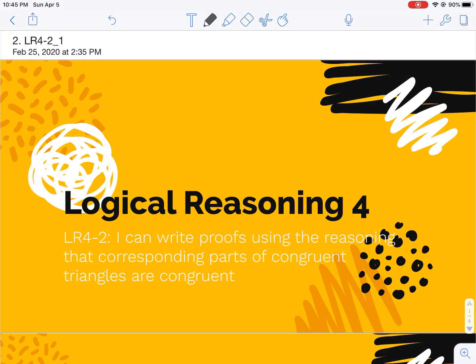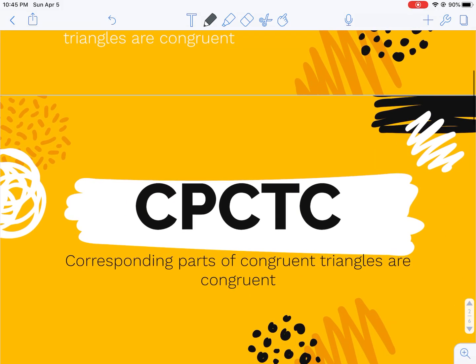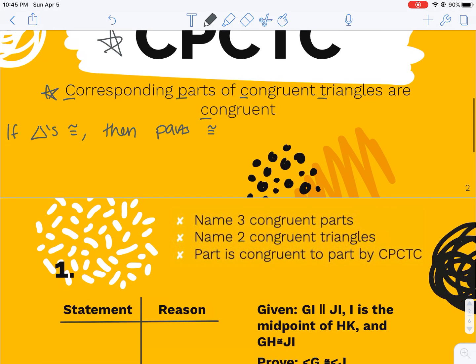LR4-2 is a continuation of LR4-1, so we're going to do some more practice on CPCTC proofs. Remember, CPCTC stands for corresponding parts of congruent triangles are congruent. You can write CPCTC, you can write this whole sentence, or you can say, if triangles congruent, then parts are congruent. So any of those three statements will work.